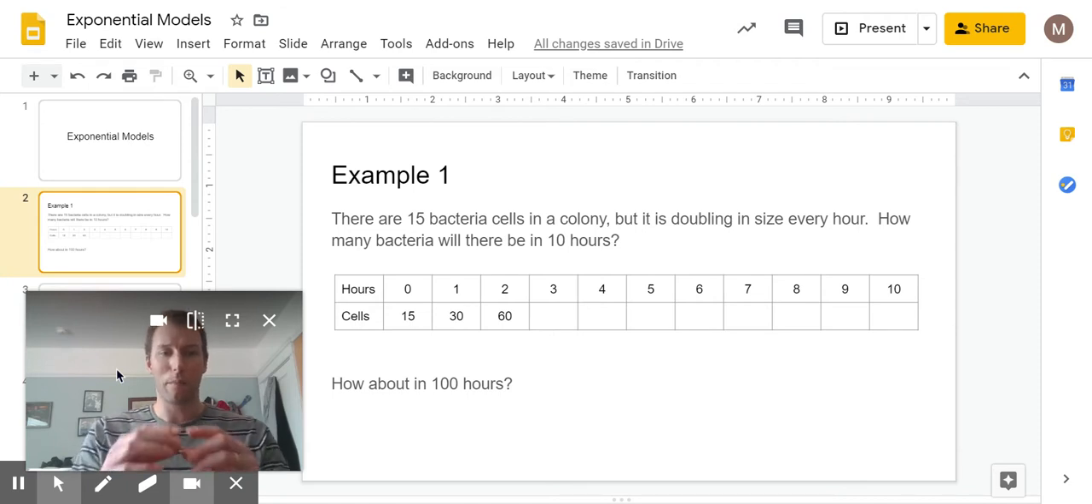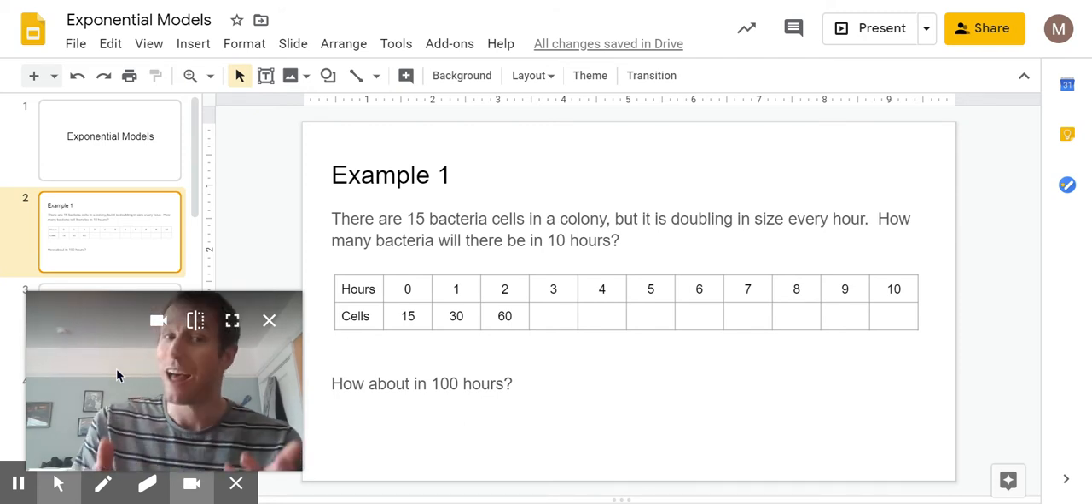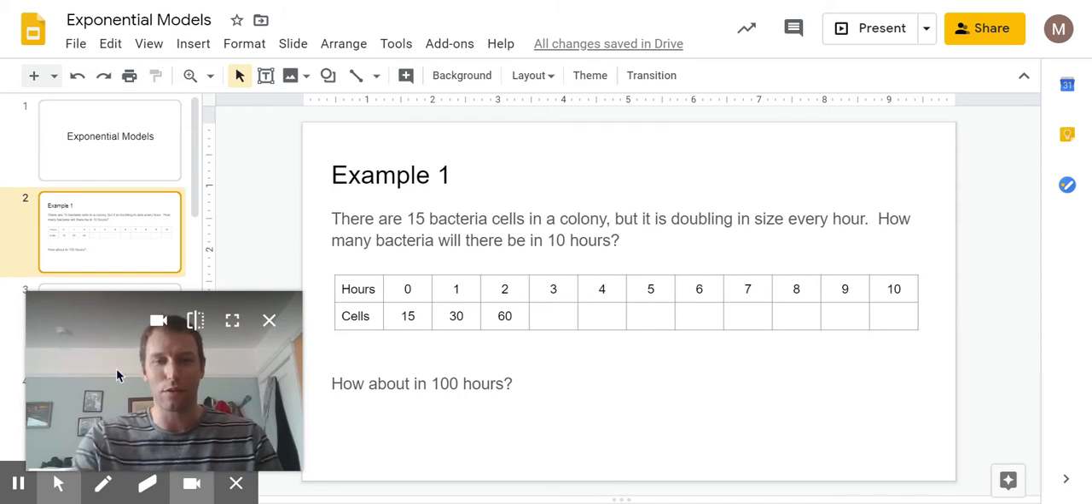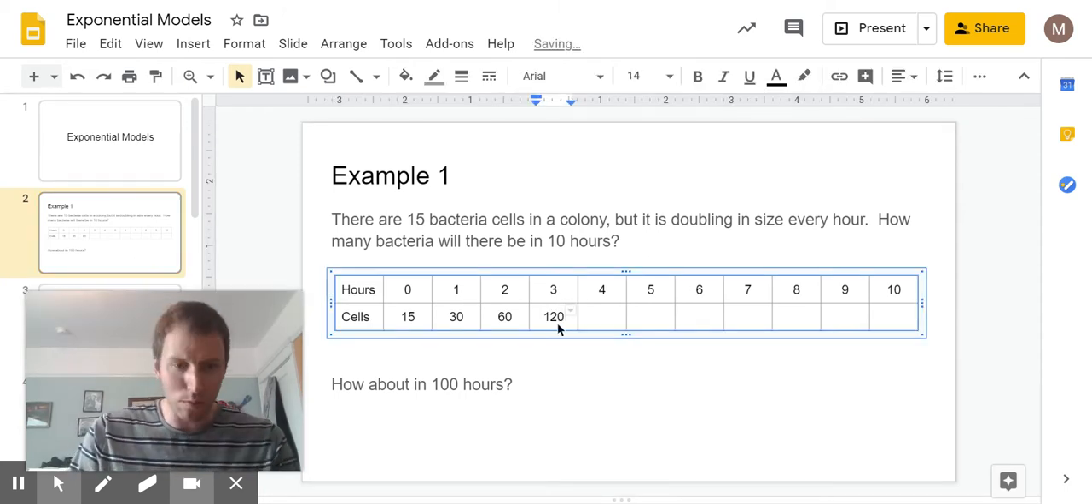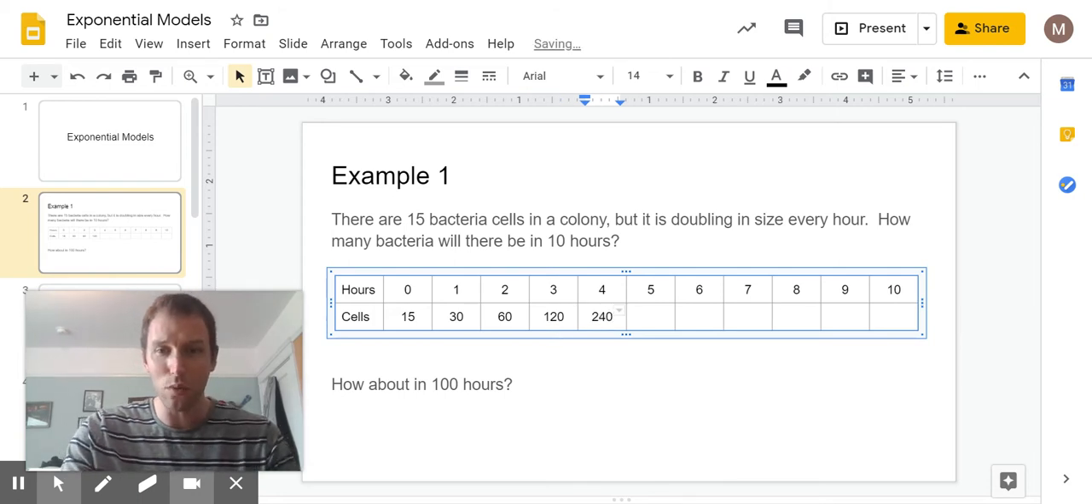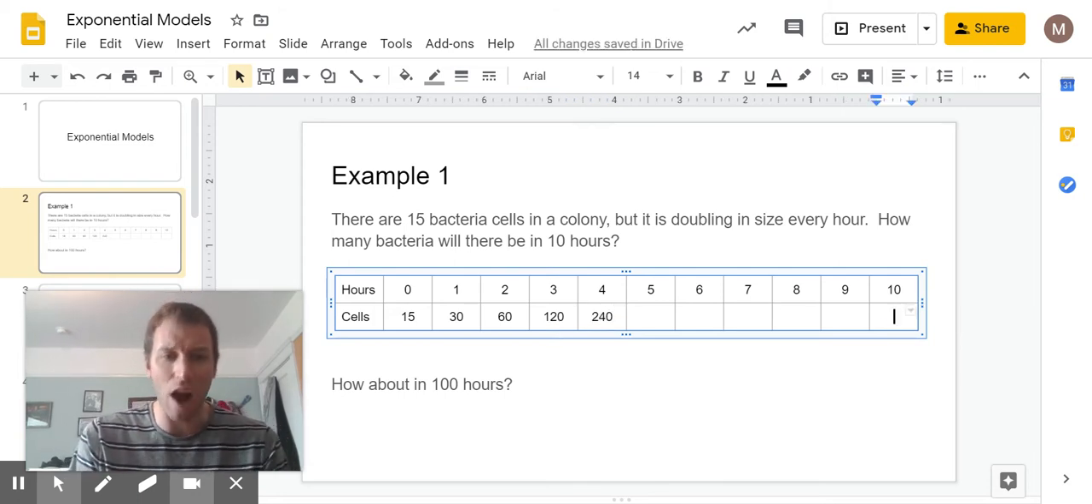Let's say we have a little bacterial colony with 15 cells of bacteria in a petri dish or on a piece of rotting food or whatever. But every hour, the bacterial colony is doubling in size. So after 1 hour, we've got 30 cells. After 2 hours, we've got 60 cells. After 3 hours, we've got, that's right, 120. After 4 hours, we've got, that's right, 240. How many do we have after 10 hours?